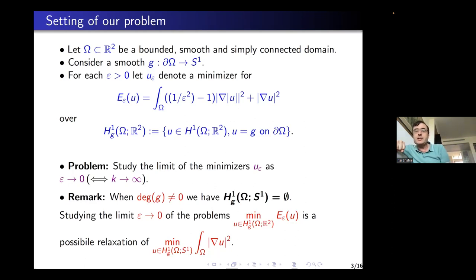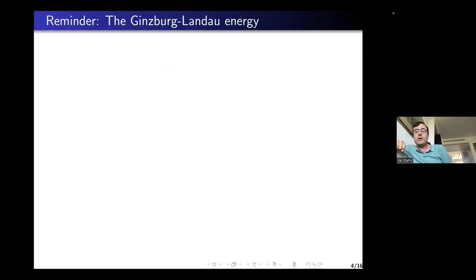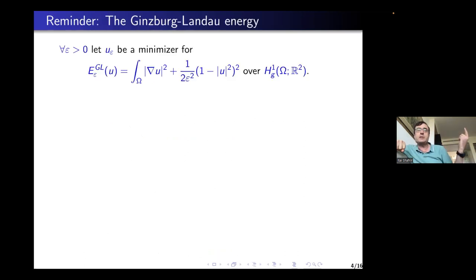Now, this is not, of course, the first problem of this type, that can be viewed as a relaxation of this problem of S1-valued maps of minimal energy. A more famous model is the Ginzburg-Landau model, where the question is the same, minimizing something, but the something is different. In the Ginzburg-Landau energy, you also have a penalization: you penalize the term, the integral of (1 minus the modulus of u squared) squared.